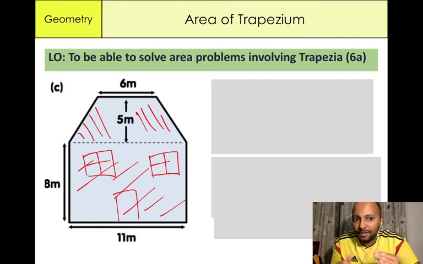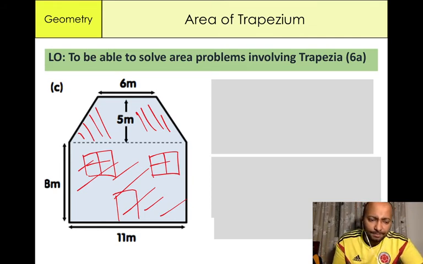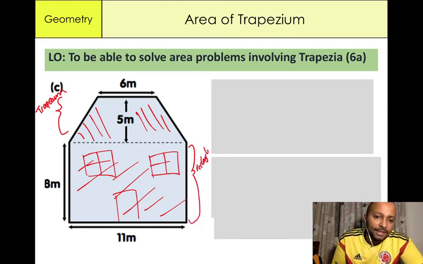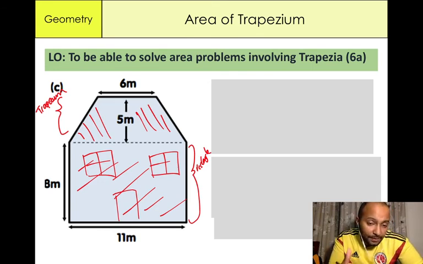Now again, it's very simple. What you do is just break it down in simple terms, okay? So this shape, the roof of it, obviously looks in the form of a trapezium. So we need to work out the area of the trapezium. And this shape over here is in the form of a rectangle. So we need to work out the area of rectangle. And once we've calculated the area of both the trapezium and the rectangle, all we need to do is add them up.